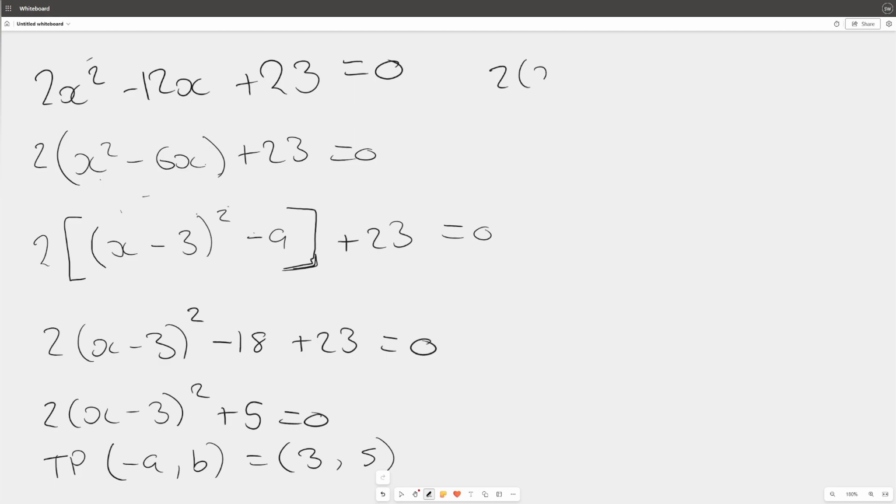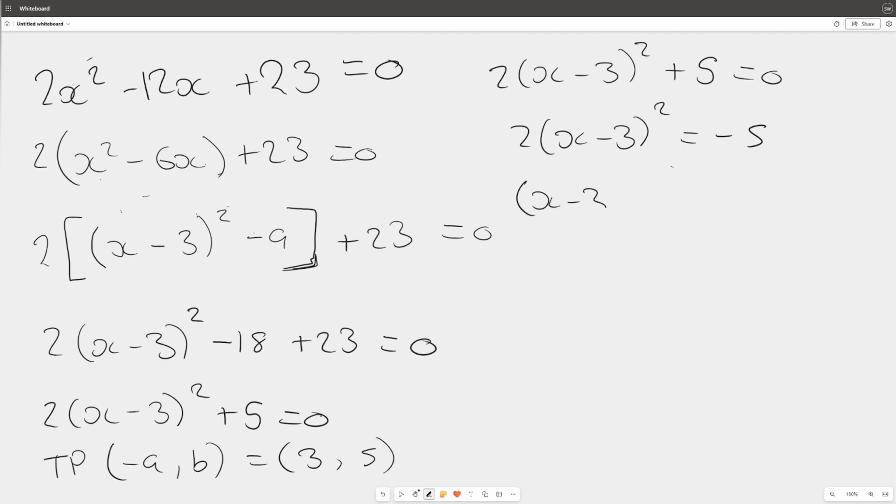So we've got 2 times by x minus 3 squared plus 5, and this is all equal to 0. So I can move the 5 over to the other side by subtracting 5 from both sides. I can then divide by 2. I could square root here, but I'll be left with a root 2 in this position, and that's not ideal. So I'm going to divide by 2 first, to have x minus 3 squared equals minus 5 over 2.